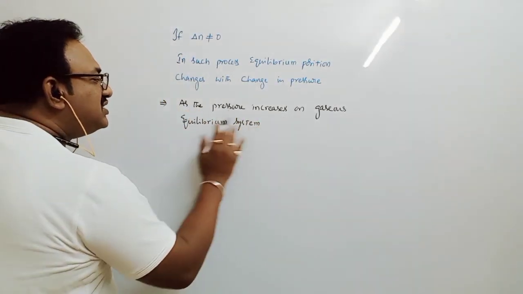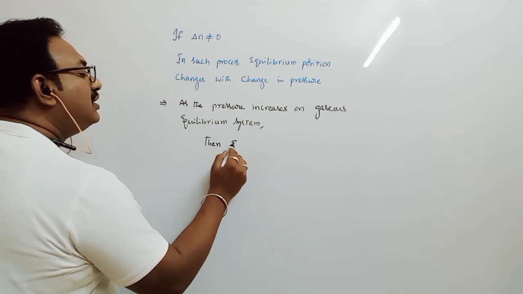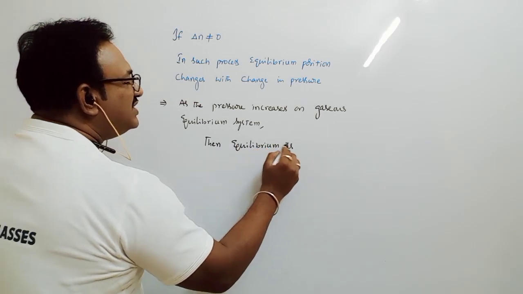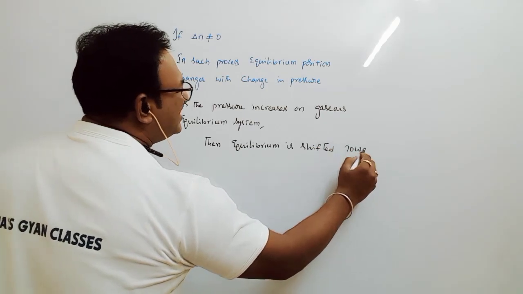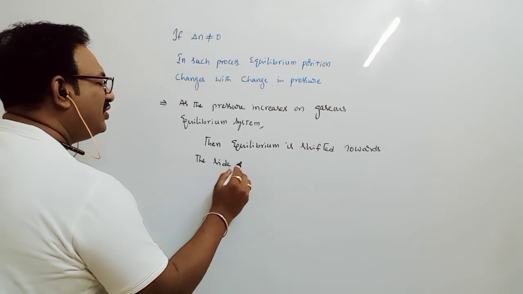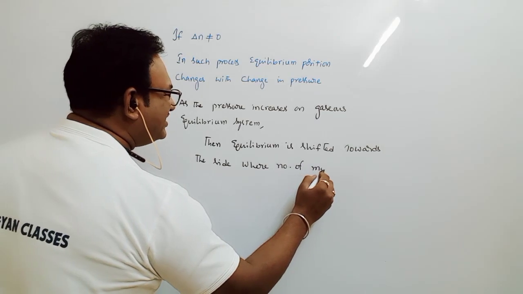As pressure increases on a gaseous equilibrium system, then equilibrium is shifted towards the side where the number of moles is less.